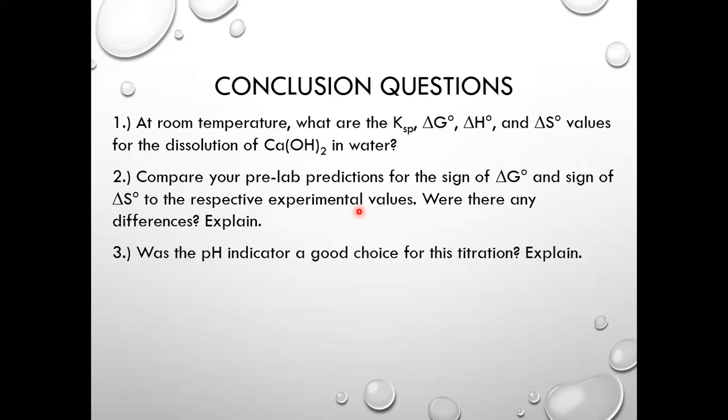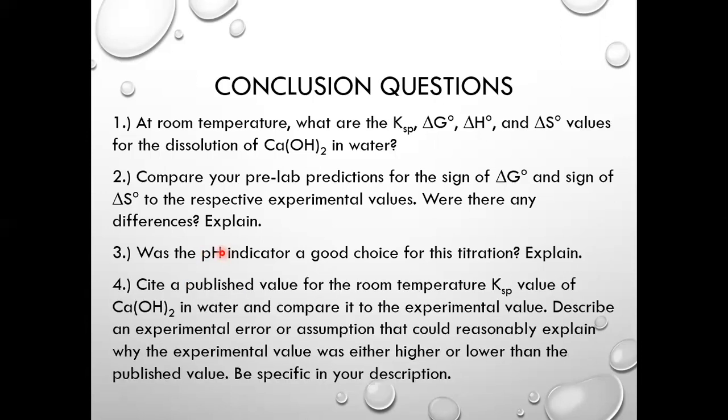We use a pH indicator to tell us when to stop the titration. So describe what that pH indicator was, and come to some conclusions of whether or not it was a good choice. And finally, cite a published value for the room temperature KSP value of calcium hydroxide in water, and then compare that to your experimental value. And then end with a description of some experimental error or assumption that could reasonably explain why your experimental value was either too high or too low compared to your published value.